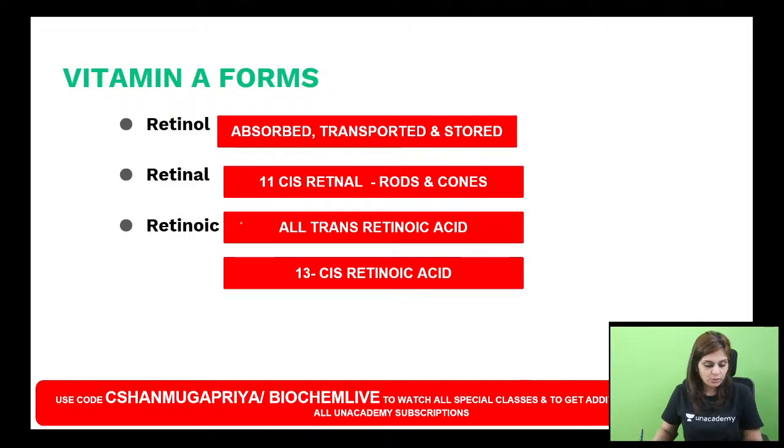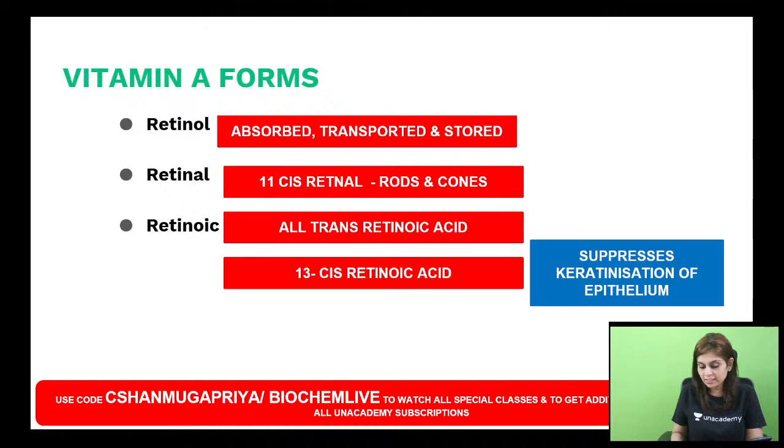Okay. So I was telling about all trans retinoic acid. So all trans retinoic acid helps in growth and differentiation of cells, whereas 13-cis retinoic acid suppresses keratinization of epithelium. Please memorize it. That is why whenever there is vitamin A deficiency, when there is low 13-cis retinoic acid, there is keratinization of epithelium happening everywhere. And keratinization of conjunctiva causes conjunctival dryness.